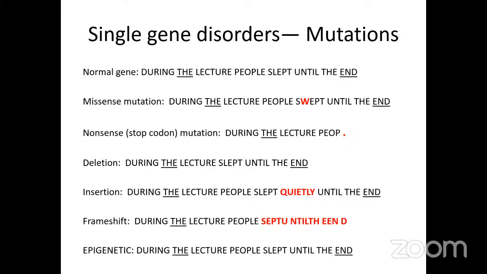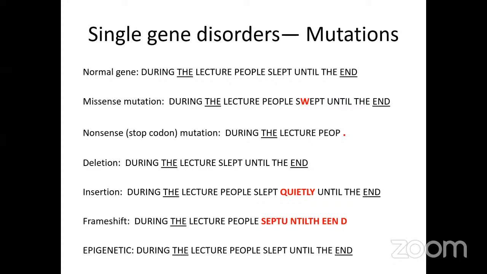Similarly, there is something called a frame shift. So: during the lecture, people, we don't know. This is nonsense, we can't understand it, so the whole frame is shifted. We all know that three letters lead to one codon. So if there is a change in that, the whole frame will shift.